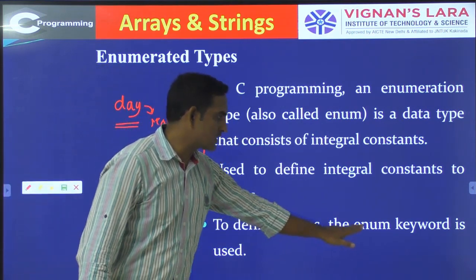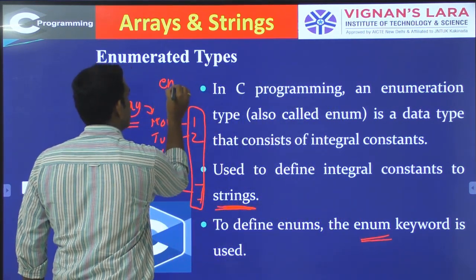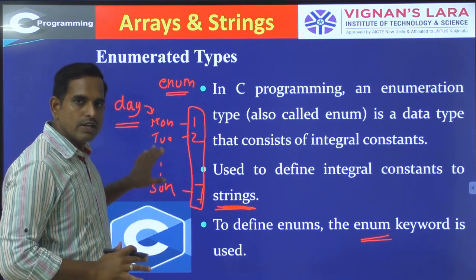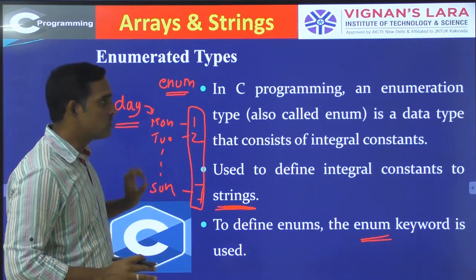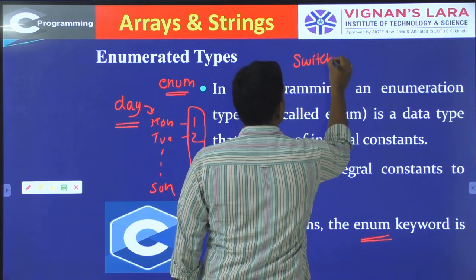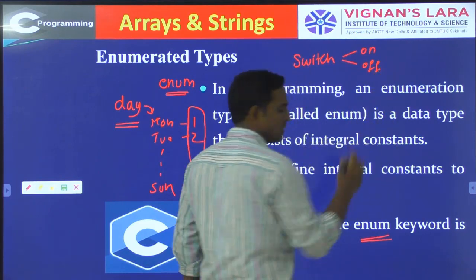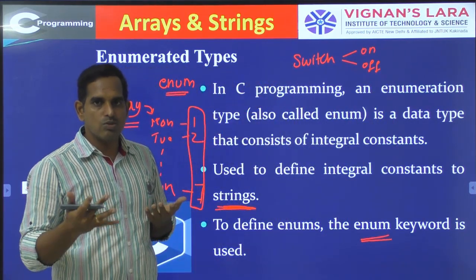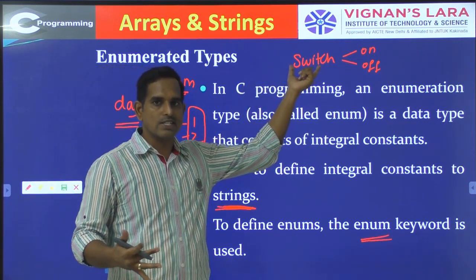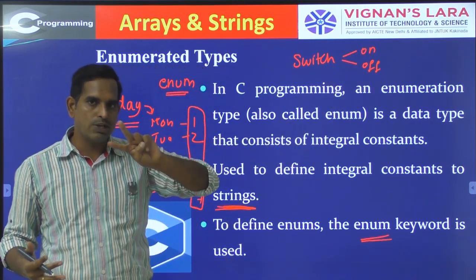To define enumerations, the enum keyword is used. Take a situation where your data type will take only specific values. For example, if you have a switch, a switch is going to take only two values, on and off. If I want to use a string data type, I have to create a string switch and then give the values on and off.